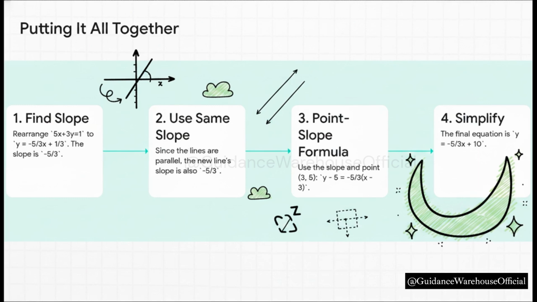So here's our strategy. First, we need to know the slope of our target line. Well, since our line is parallel to 5x plus 3y equals 1, they have to have the same slope. So our first move is to rearrange that given equation into the friendly y equals mx plus b form. When we do that, we see the slope is negative 5/3. Perfect. Now we have a slope, negative 5/3, and we have a point, (3, 5). That's everything we need for our point-slope formula. We just plug in the values, simplify it all down, and there it is, our final answer: y equals negative 5/3 x plus 10.